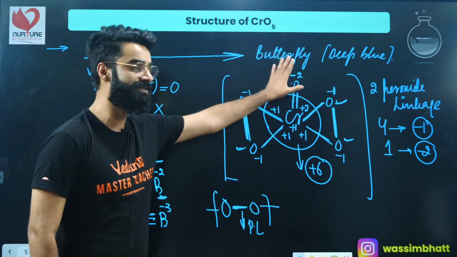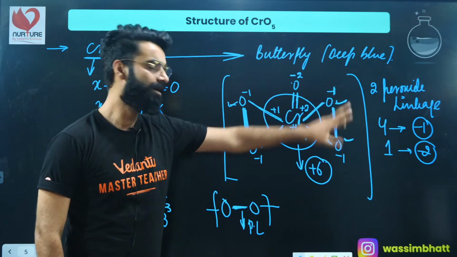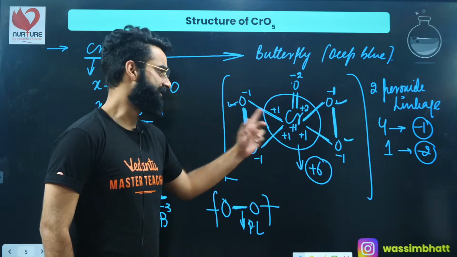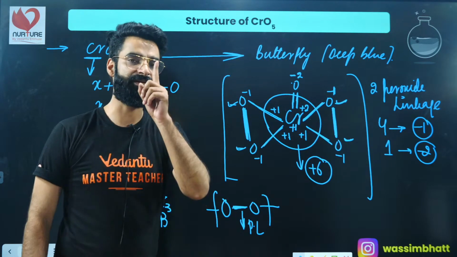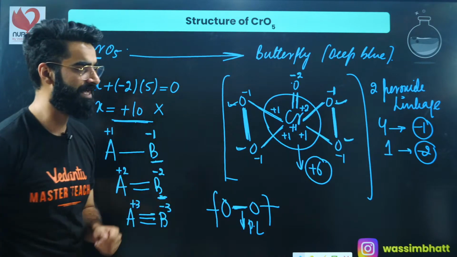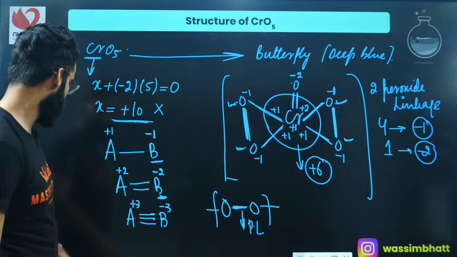CrO5 has a butterfly structure. It is deep blue in color. The oxidation state of chromium is +6. There are 2 peroxide linkages. There are 4 oxygen atoms with -1 oxidation state, and 1 oxygen atom with -2 oxidation state. As simple as that, right? Okay.